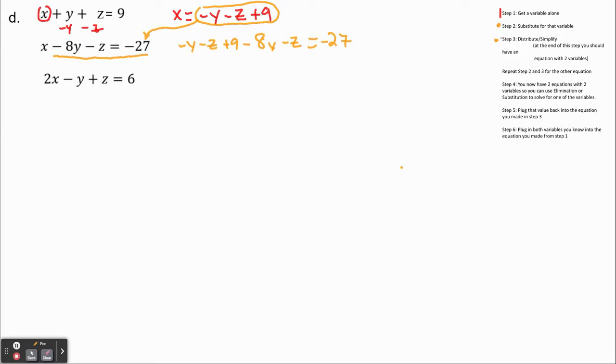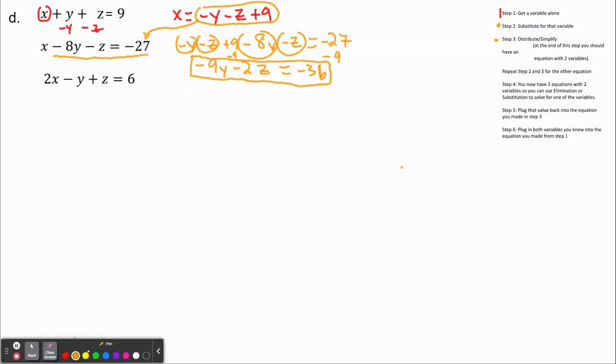What I'm going to do here is combine like terms. I have a negative z, negative 8y, and a negative y. So I'm going to have negative 9y minus 2z, and then I'm going to move this negative 9 over to get negative 36. And now that I have two variables, I am done simplifying this here. I'm just going to leave this be.